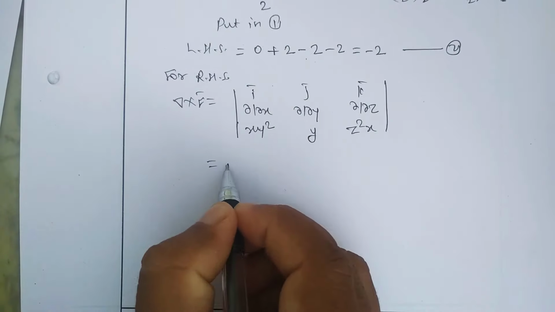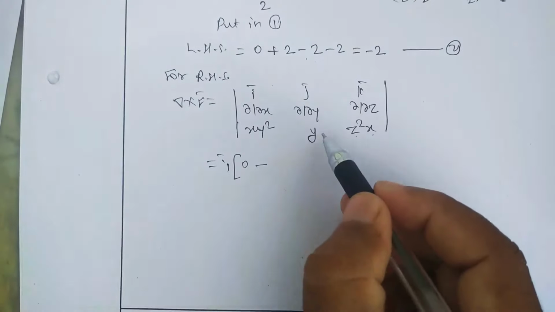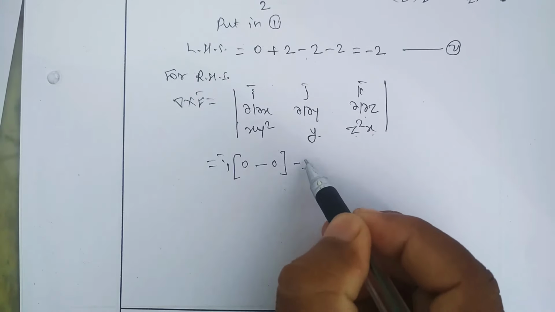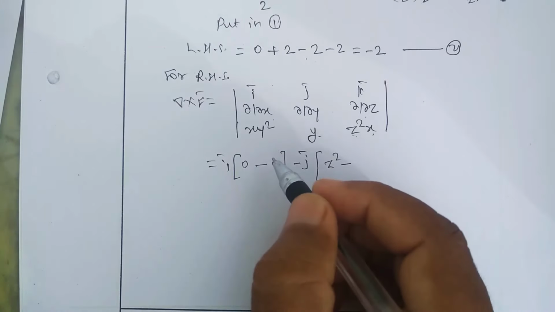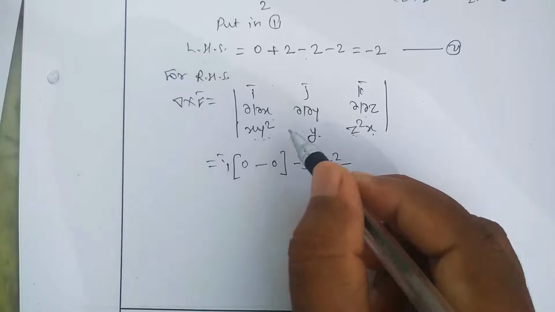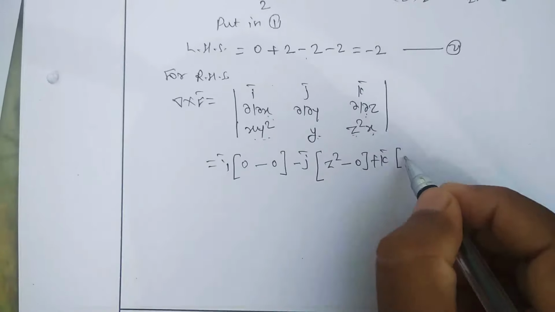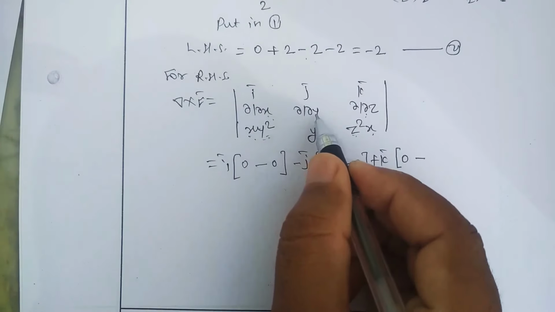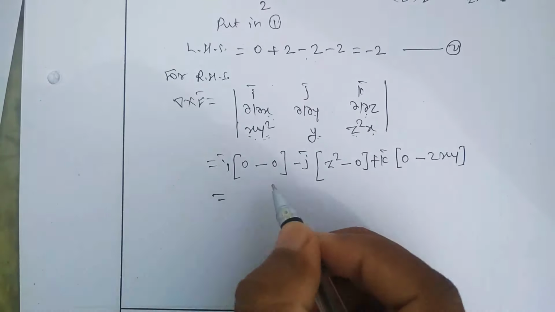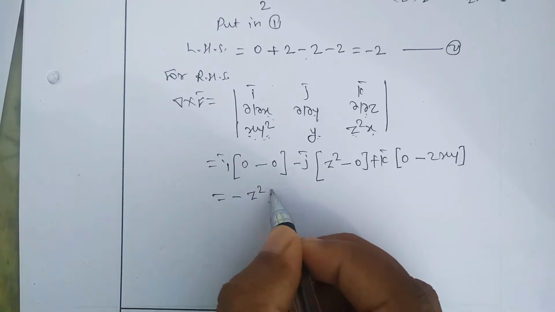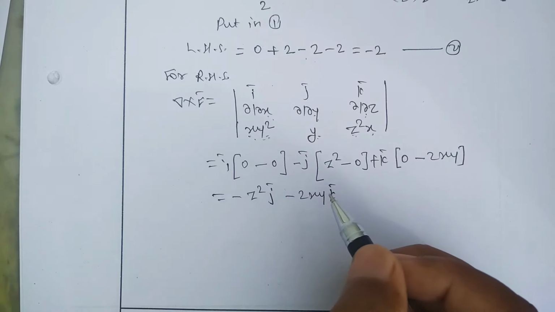This is equal to i bar into the derivative of z square x with respect to y, which is 0, minus the derivative of y with respect to z, which is also 0, minus j bar into the derivative of z square x with respect to x, which is z square, minus the derivative of xy square with respect to z, which is 0, plus k bar into the derivative of y with respect to x, which is 0, minus the derivative of xy square with respect to y, which is 2xy. So the first term you will get is 0, then minus z square j bar, and minus 2xy k bar. You will get this term.